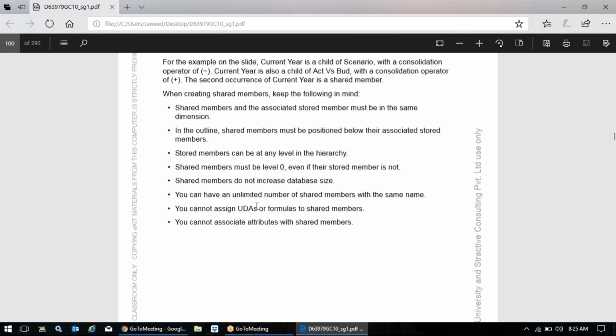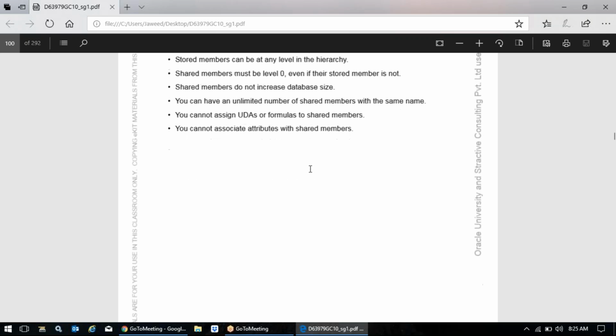You cannot associate attributes with shared members. So when there is a shared member in a dimension, you cannot have an attribute assigned to it, because you only assign the attributes to the stored members, so something which has a value in there. Okay.